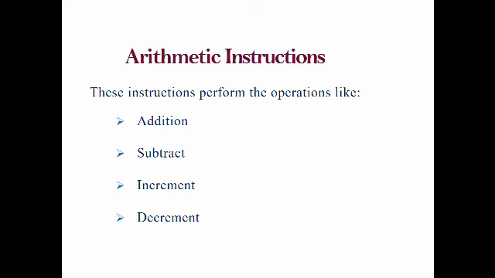In case of 8085, we cannot directly add or subtract the contents of the two registers, but we can add the contents of the accumulator with the other register. Similarly, we can subtract the contents of one register from the accumulator, and we can increment or decrement the register or register pair or a particular memory address.